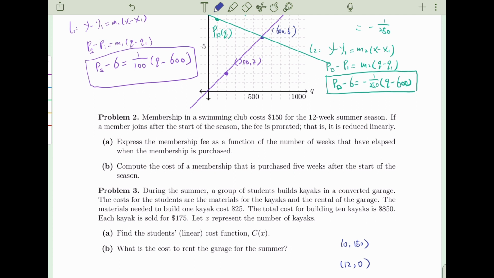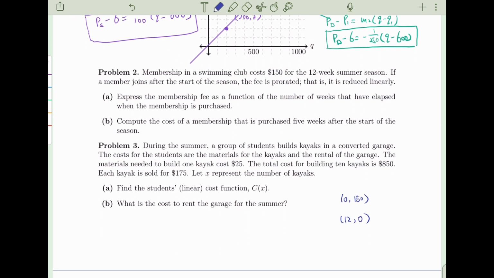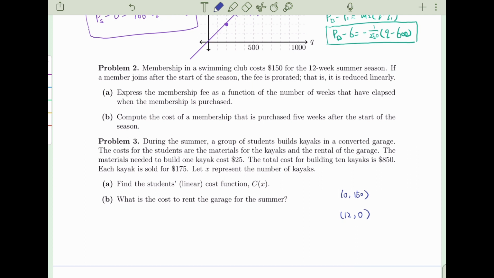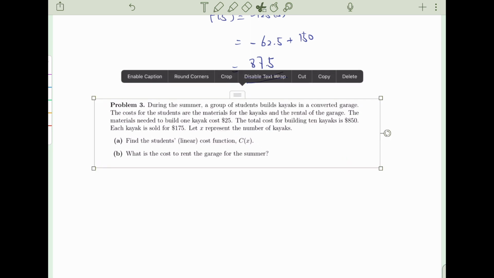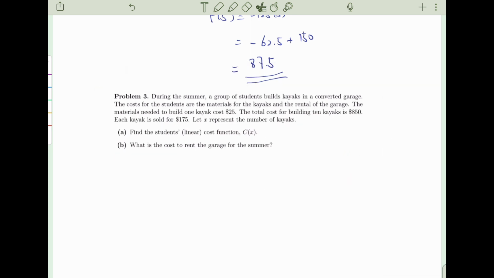Okay. So now let's take a look at problem 3, and it should be the same as the previous 2 problems. Copy and paste it here. Now we have during the summer, a group of students builds kayaks, right, in a converted garage, and the costs for the students are materials for the kayak and the rental of the garage.